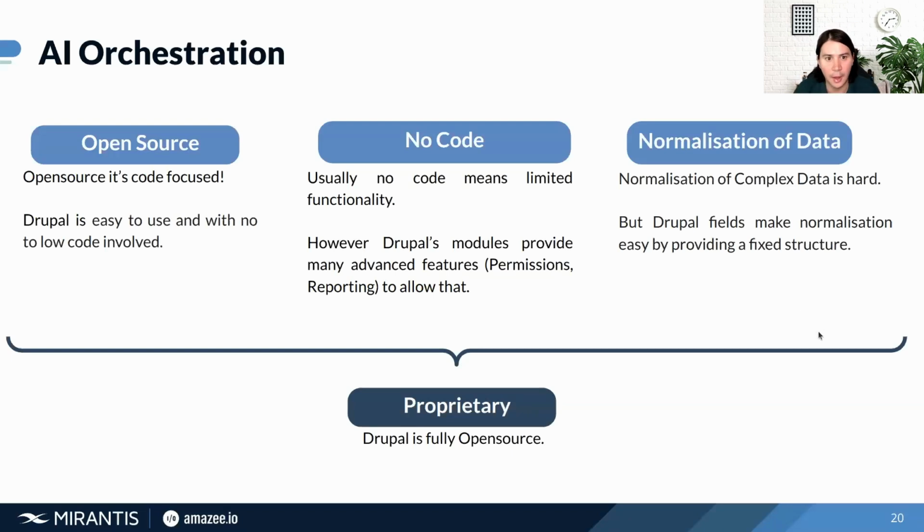Now, whilst there are other no-code orchestration open source systems out there, they tend to be lacking in some kind of important functionality, like good user management, permissions, reporting systems, etc. Because Drupal already has a whole host of modules that you can bring in to do all these things, it's quite powerful. And finally, there's many systems out there, or a few, that do all of these things quite well, but they are proprietary, whereas Drupal is fully open source.